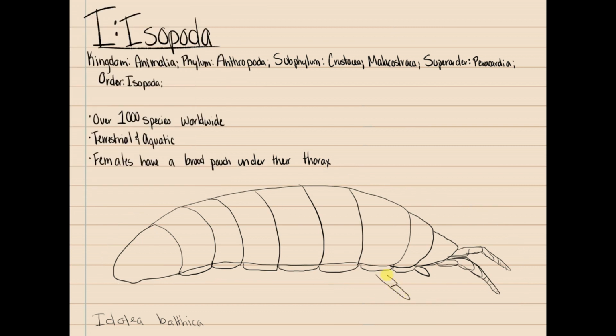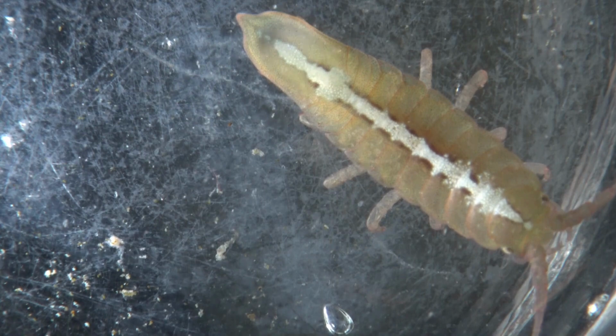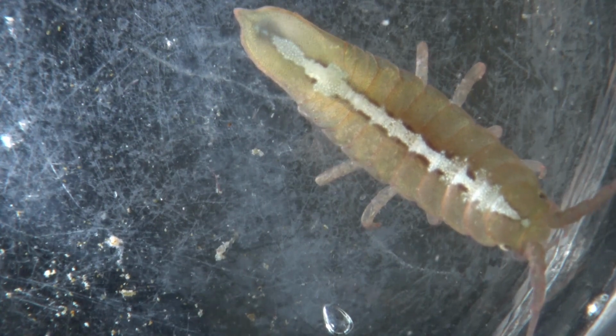I is for isopods, which have over 1,000 species worldwide. The females have a brood pouch under their thorax. Here's a video of an isopod.